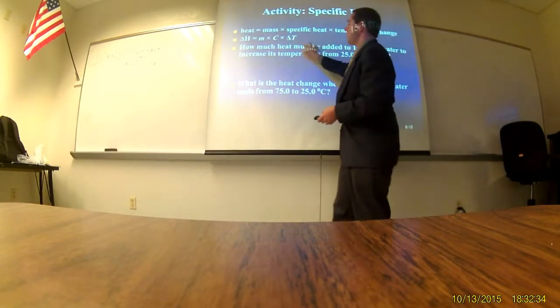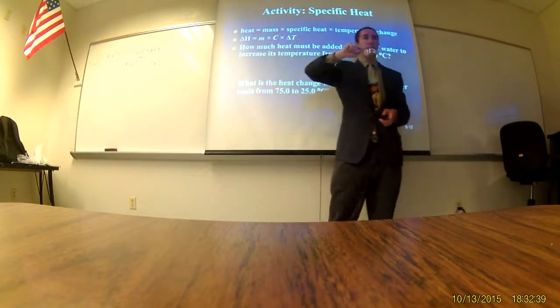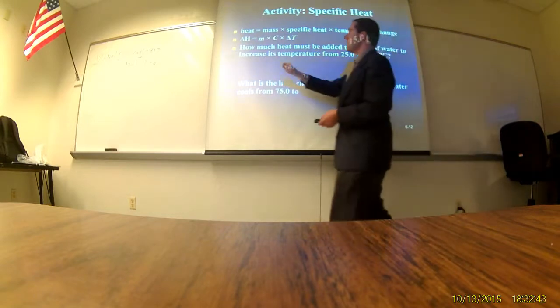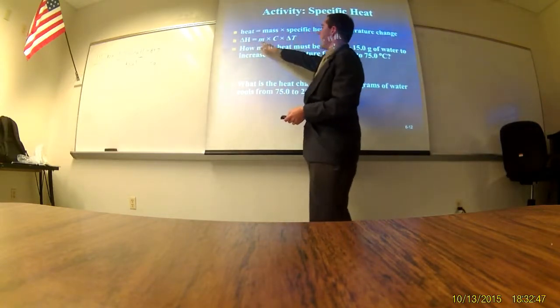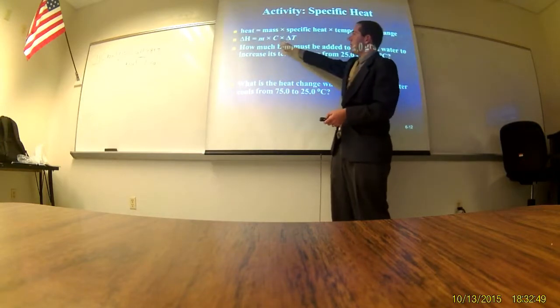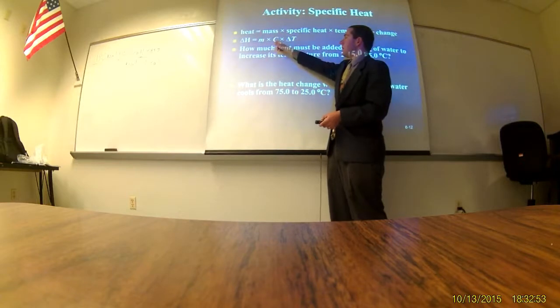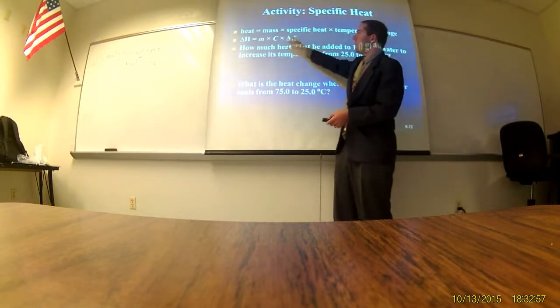And when we put these into symbols, we get these little triangles. Anybody know what these triangles are? They're delta, which is change. So this is delta H, change in heat, equals mass times specific heat, which is capital C, times temperature change, delta T.